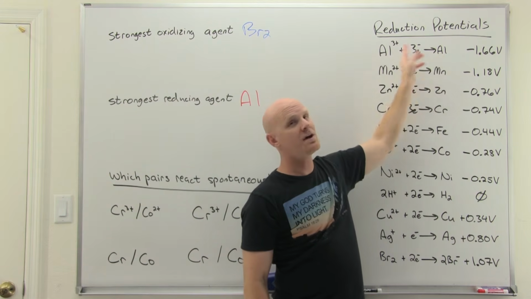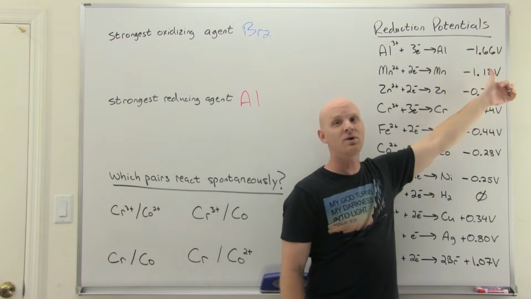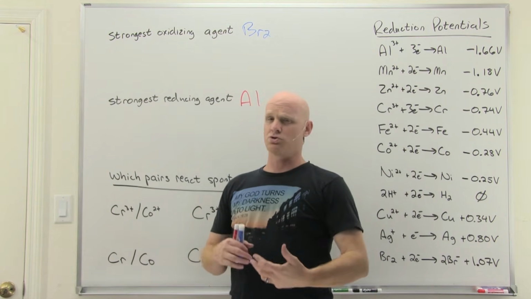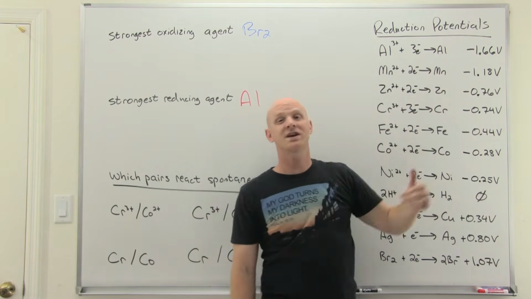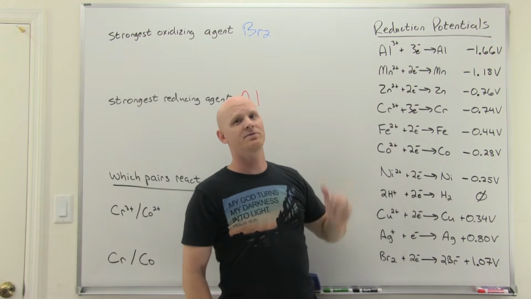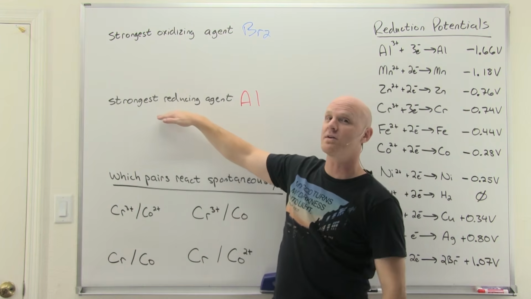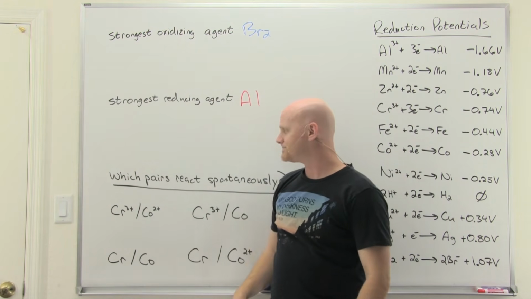And so plain old aluminum, not aluminum 3+, after you switch it, would have the most positive value. So be careful if you make these generalities. It's the most negative value before you change the sign, because you're looking at the reverse reaction. So hopefully I've made myself clear on how you distinguish that, but that second one is definitely the trickier of the two, so be careful.